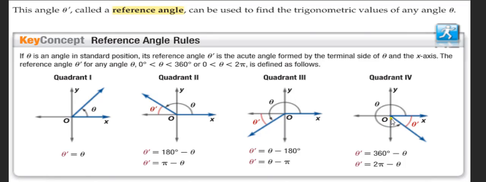Finally, what happens when you have a terminal side in the fourth quadrant? This whole thing becomes theta, and theta prime is this angle right here, terminal side to the x-axis. And how do you get theta prime? It's going to be 360 minus theta. And that is going to be theta prime.